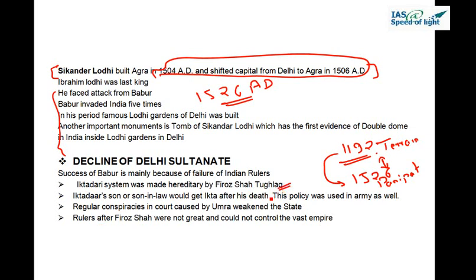Iqtas, if you remember, we will discuss this again in the administration part. Iqtas were given to the officials in lieu of their cash salaries. Now the Iqtidari system was made hereditary, so the Iqtidar's son or son-in-law would get that particular Iqta after his death. There were regular conspiracies in court caused by the Umras, which weakened the state. Also after Firoz Shah Tughlaq, we could not see a great king who could control the vast empire.